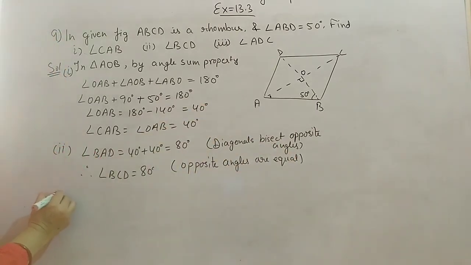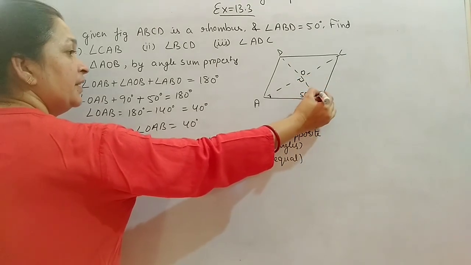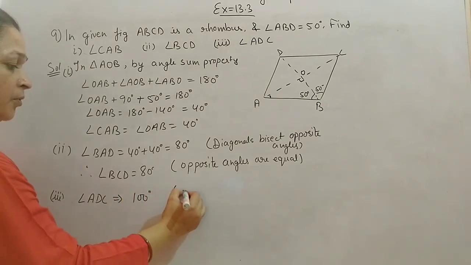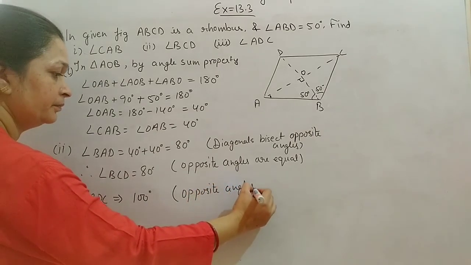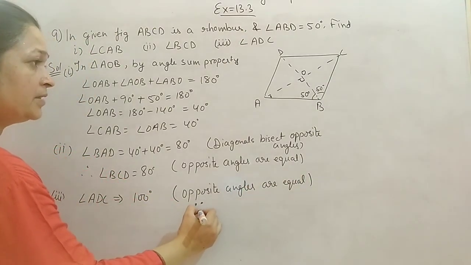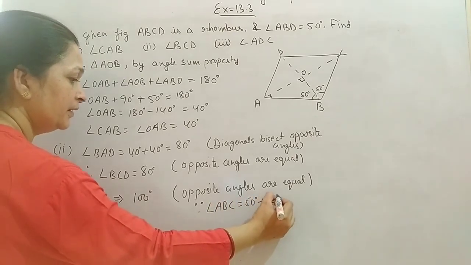Third part, you have to find out angle ADC. Angle ADC you have to find out. So ADC, this is 50 degree, this also will be 50 degree, 50 plus 50 is 100 degree. And you can write here, this will be equal to 100 degree. Opposite angles are equal. Because angle ABC is equal to 50 plus 50, 100 degree.